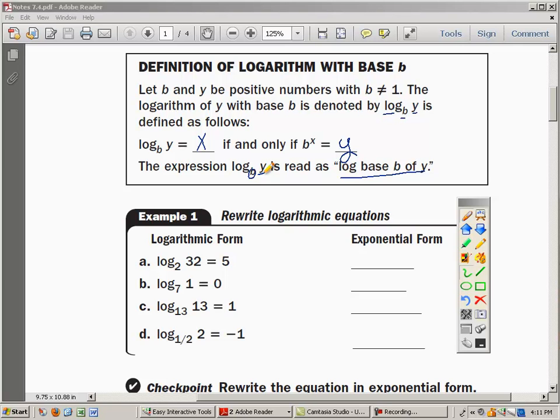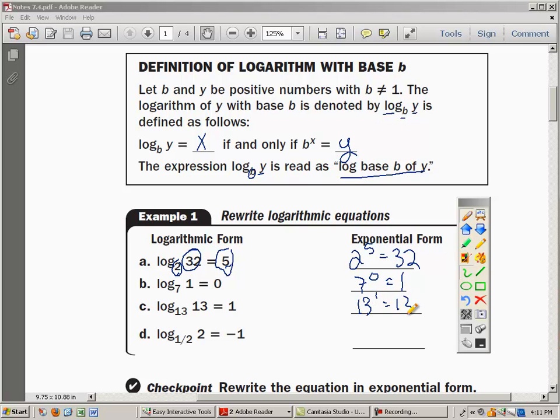Again, the exponential form says 2 to the 5th power is equal to 32. My base is 2. The exponent I have to raise that to is 5. So the log base 2 of 32 is 5 because 2 to the 5th power is 32. All right. Log base 7 of 1 is equal to 0 because 7 to the 0 power is 1. 13 to the 1st power is 13.